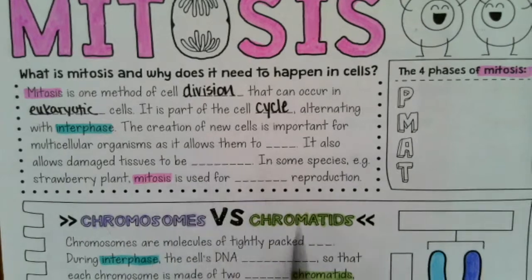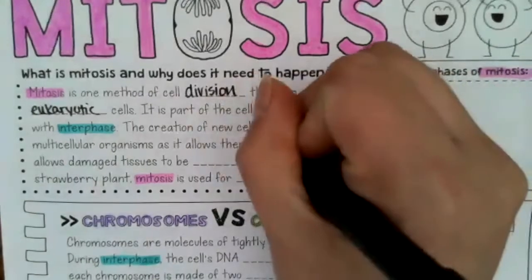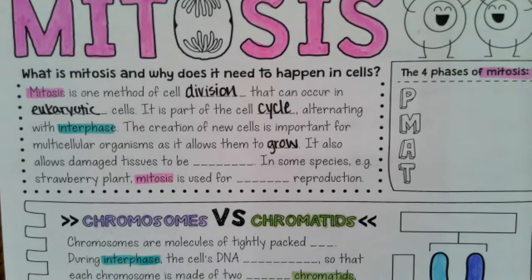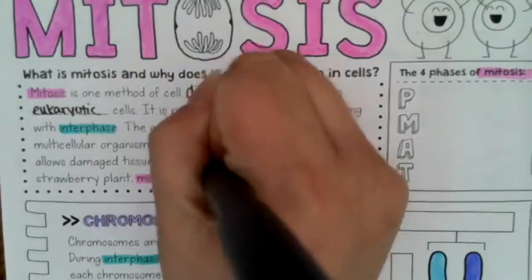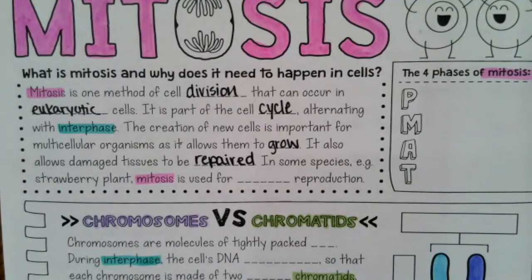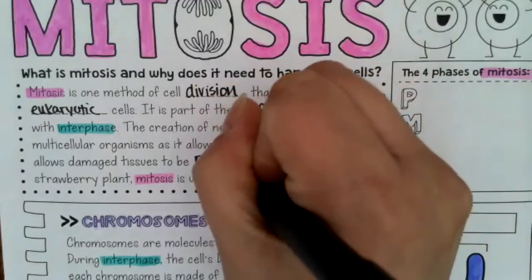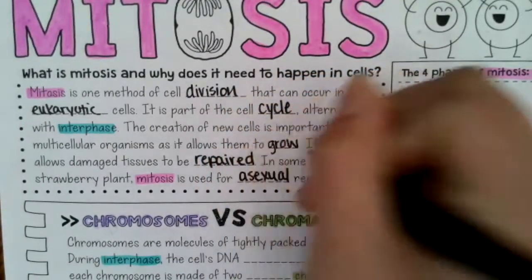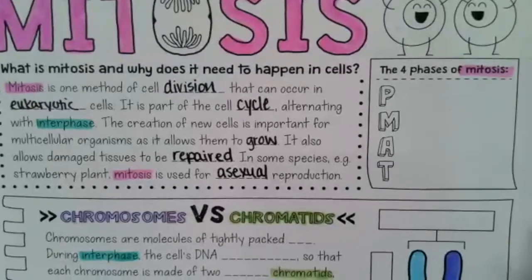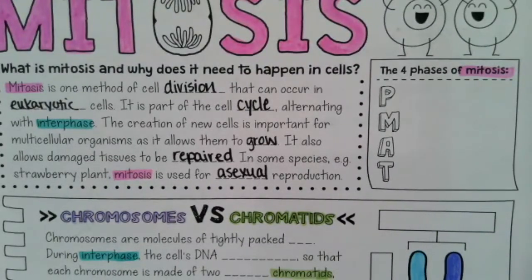The creation of new cells is important for multicellular organisms because it allows them to grow. It's also going to allow damaged tissues to become repaired. In some species, for example a strawberry plant, mitosis is used for asexual reproduction. All right, we will get into all of this nitty gritty in a little bit, but before we do, we first need to address the 4 phases that make up mitosis.